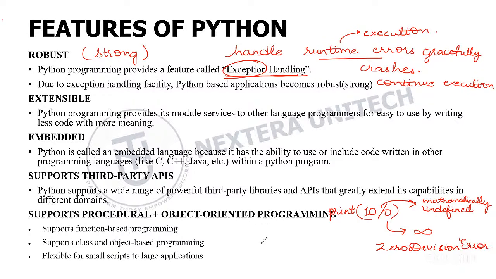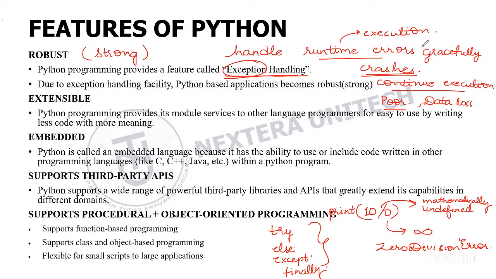In exception handling, we have blocks called try block, else block, except block, and also finally block. We'll learn about this in further classes. Without exception handling, the programs will crash or stop suddenly, and users will have a poor experience. And also there will be data loss and some other issues. Using exception handling, the program continues the execution safely, and these errors are controlled gracefully, and then the user gets meaningful messages, like this is the error, instead of a poor user experience. And then the application becomes stable and reliable.